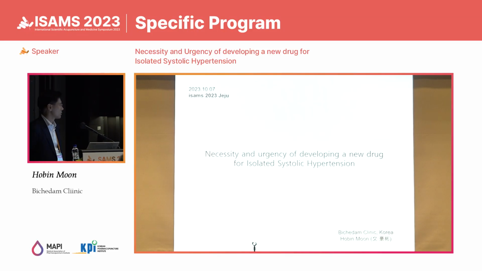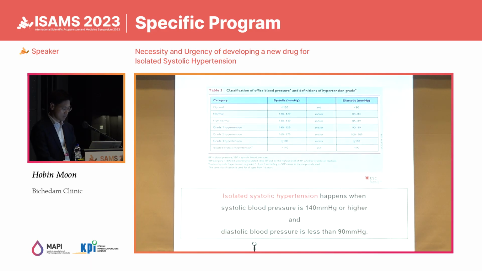The title of today's presentation is Necessity and Urgency of Developing a New Drug for Isolated Systolic Hypertension. Isolated Systolic Hypertension, called ISH for short. Have you ever heard of ISH? Many people have heard of prehypertension and first stage hypertension, second stage hypertension. But I think you are unfamiliar with isolated systolic hypertension.